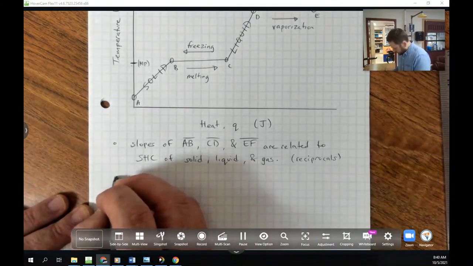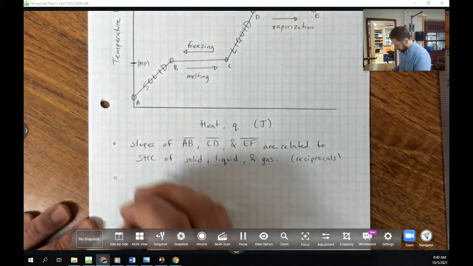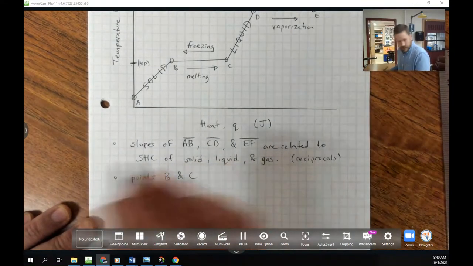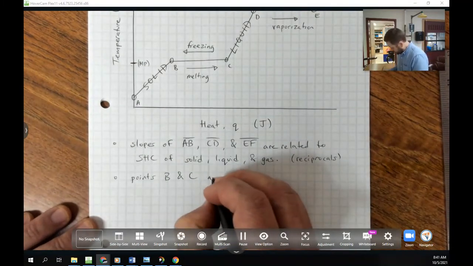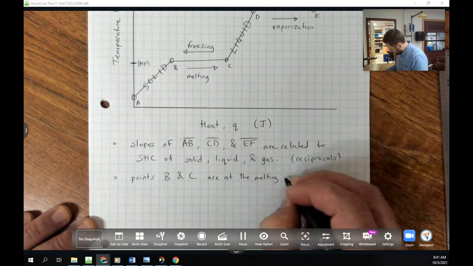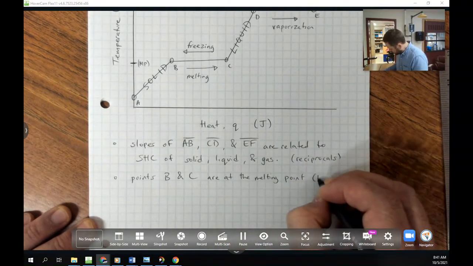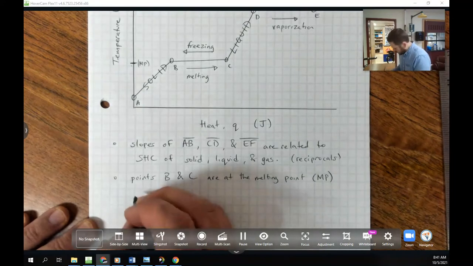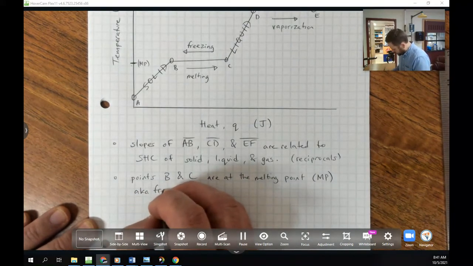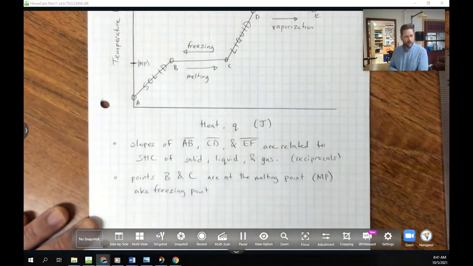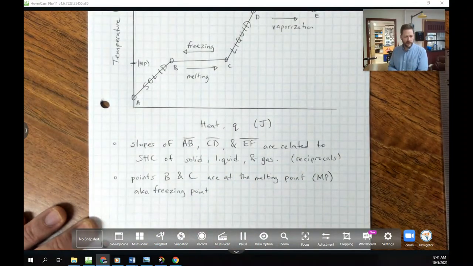Next, I want to write a bullet talking about points B and C. Points B and C are at the melting point, which we'll abbreviate MP. And that is also known as the freezing point. And that is where both solid and liquid exist.